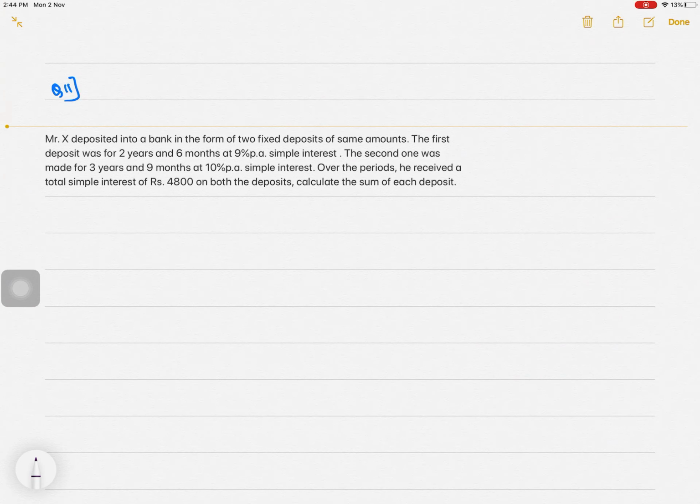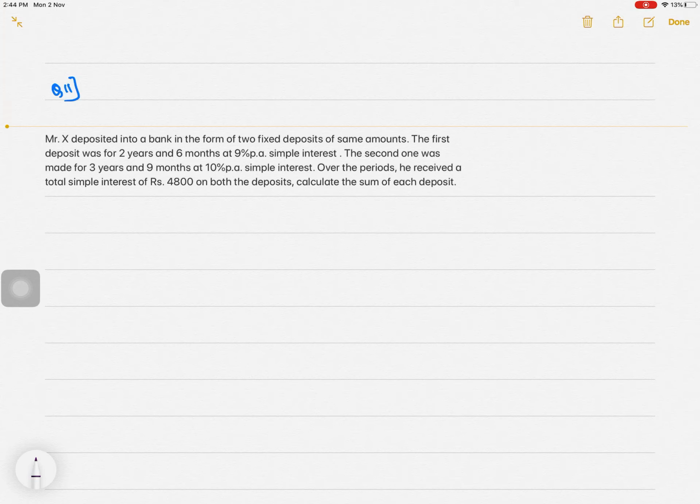Mr. X deposited into a bank in the form of 2 fixed deposits of the same amount. The first deposit was for 2 years and 6 months at 9% per annum simple interest. The second one was made for 3 years and 9 months at 10% per annum simple interest. Over the periods he received a total simple interest of 4,800 on both the deposits. Calculate the sum of each deposit.